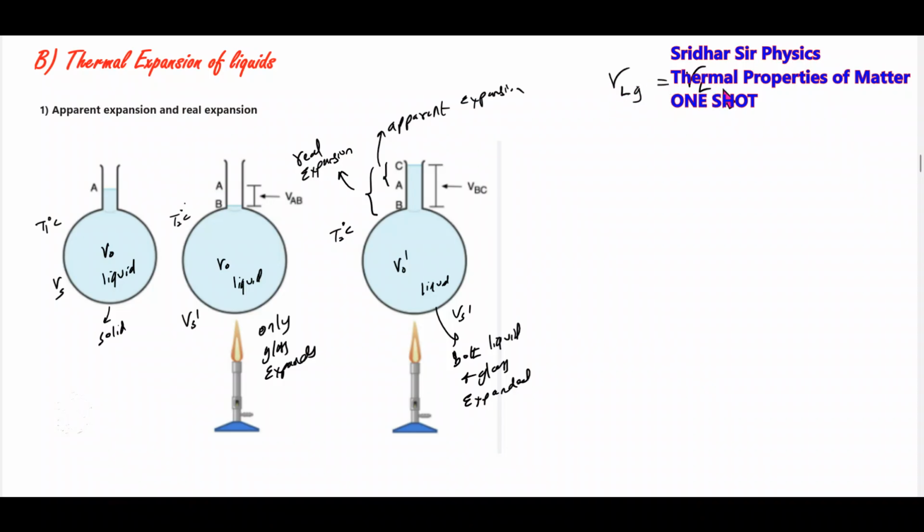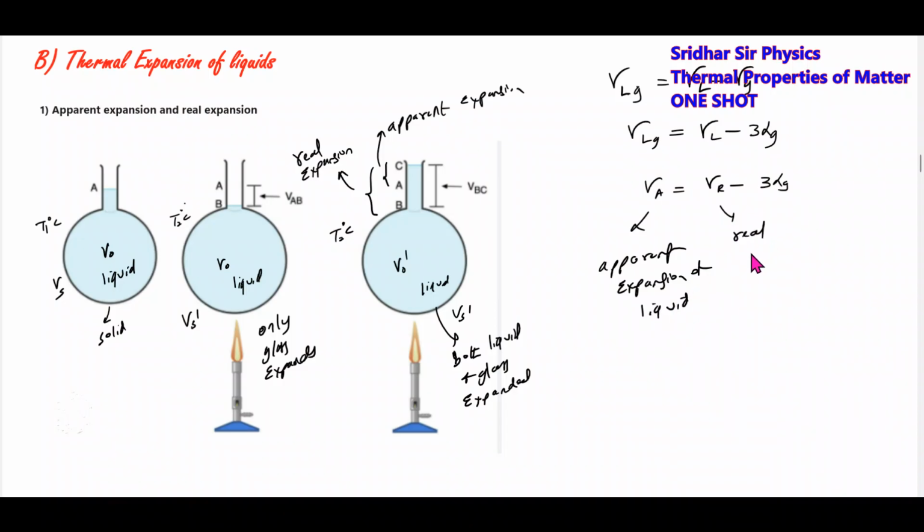Gamma apparent equals expansion of liquid minus expansion of glass. What is the expansion of glass? 3 alpha G. This is called the apparent expansion of the liquid. This is called the real expansion of the liquid. This is the real expansion of the solid or glass.